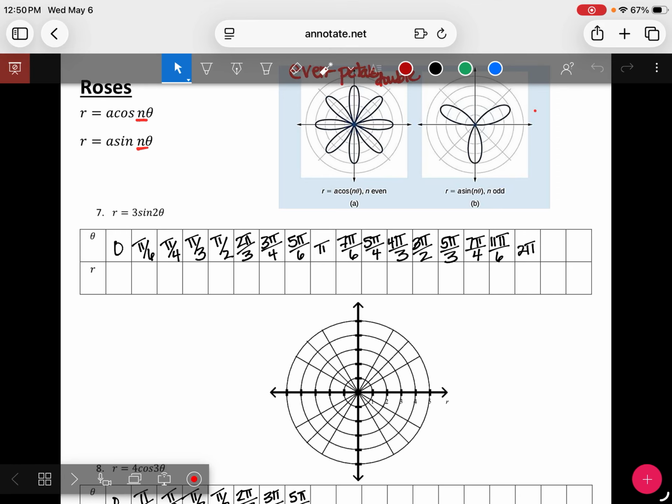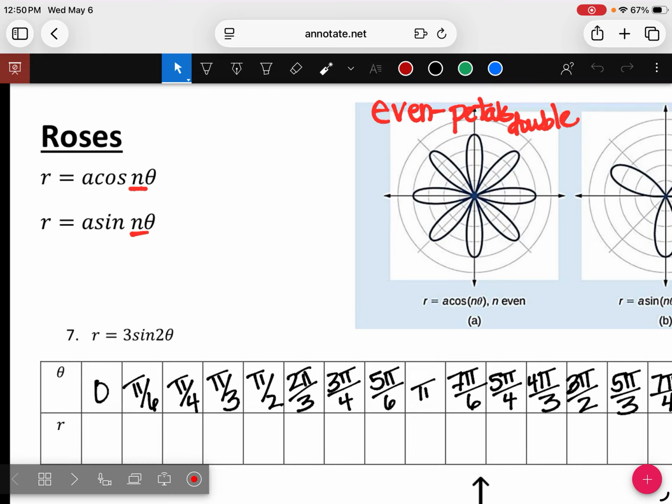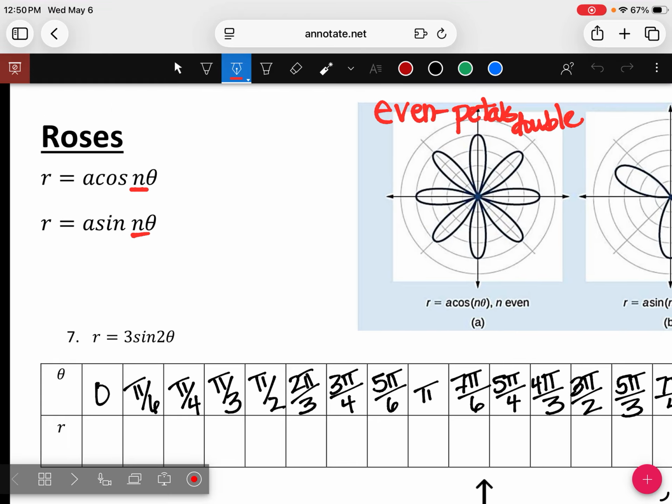Okay, two things you need to know about the rows is that this first number here, A, tells you the length. So A gives you the radius, I should say. The furthest radius. So if you wanted to go out to the fourth ring, you want to start it with a 4. Now, N is tricky.